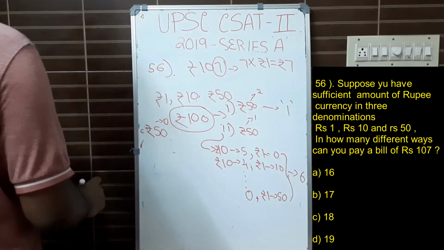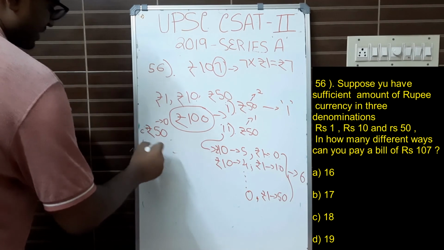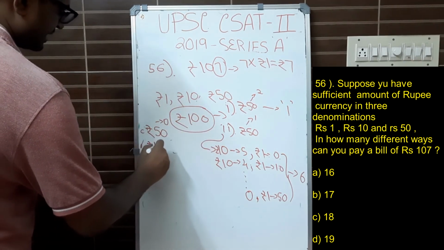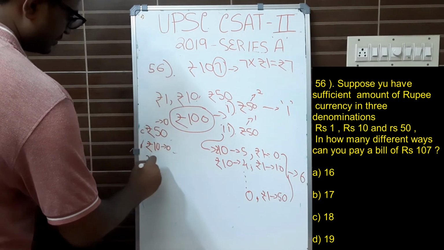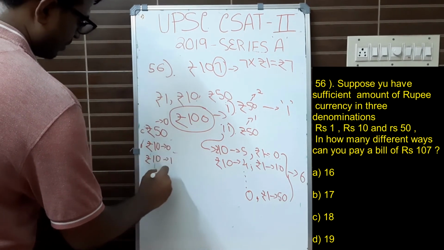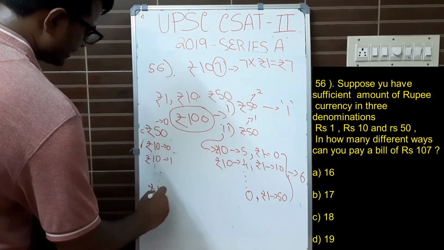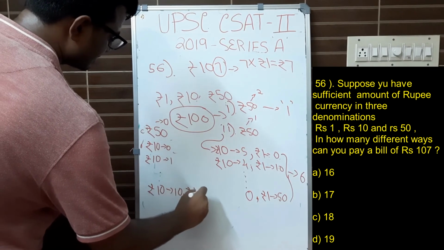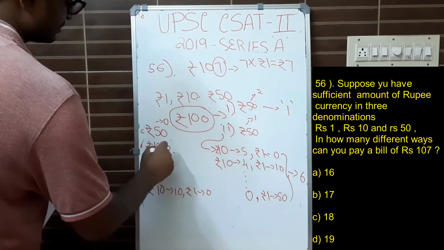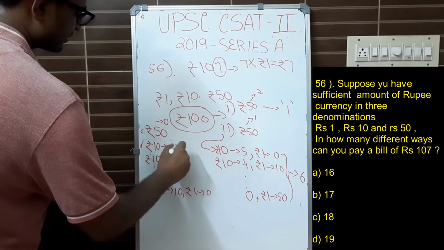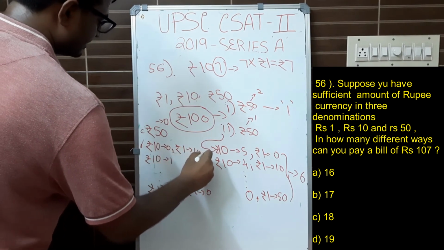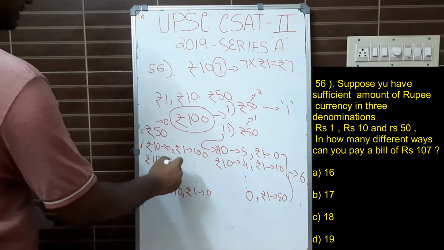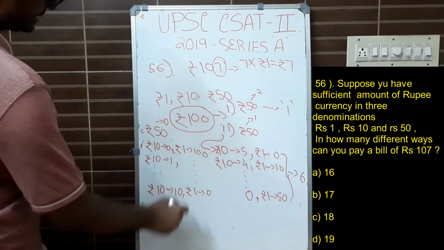Then you will have many other different possibilities by which you will have to reach rupees 100. So say you are using rupees 10 0 times, rupees 10 1 time, and so on till you reach rupees 10 10 times, because then you will get 100. In that particular case you will use rupees 1 0 times. When you are using rupees 10 0 times, you are not using rupees 10 at all, you are using rupees 1 100 times. They are not asking you how many times you are using the rupee 1 or rupee 10. They are asking the possibilities. And these 11 possibilities exist.